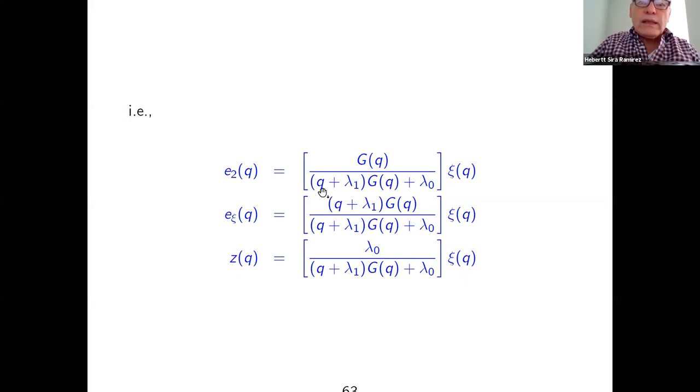So all these have the same denominator in the transfer function, and whatever changes is only carried out in the numerator. So these are the sensitivity functions, and now our objective is to try to determine at least a crucial property for G in order to have some robustness, at least with respect to the simplest disturbance input that you can imagine, which is just a constant but unknown disturbance.